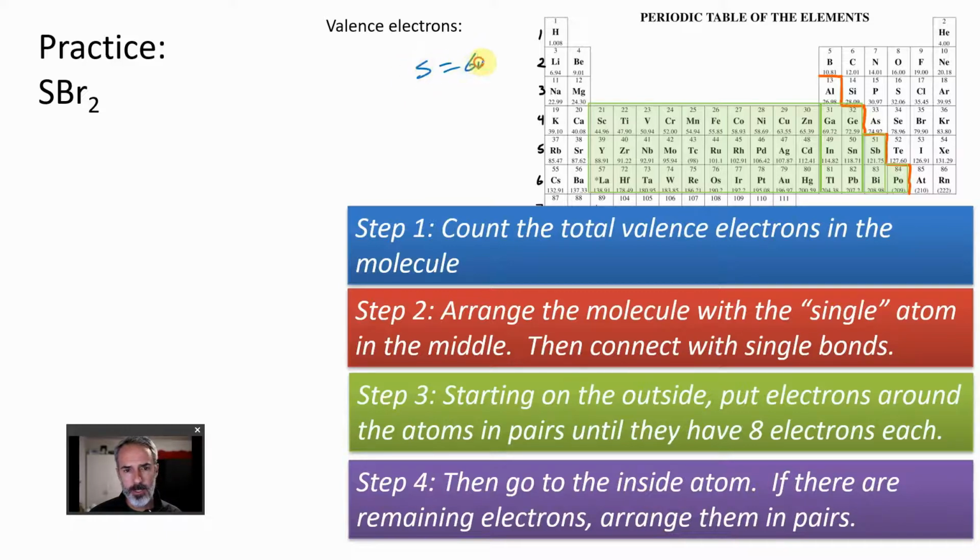Okay, by the way, let me give you the total valence electrons. Sulfur, I get 6 valence electrons. Bromine, for each bromine, I get 7. 7 plus 7 is 14. 14 plus 6 is 20. Okay, so we've got that. Now, I want you to draw the Lewis structure.